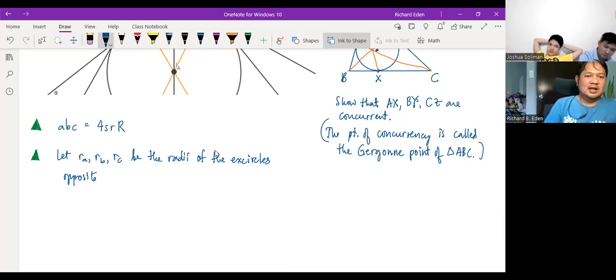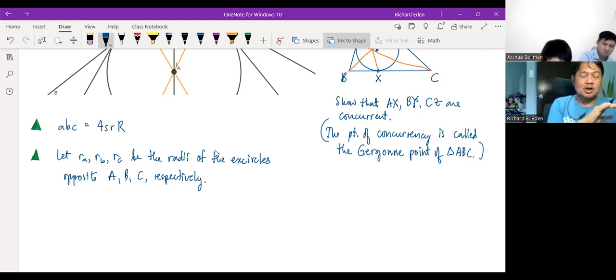Okay. So let RA, RB, RC be the radii of the excircles opposite A, B, C, respectively. Now, for a triangle, we have 3 circles that we can associate with it vis-a-vis the bisectors. So we're not including the circumcircle, so just the in-circle and the excircles. There are now going to be 4 radii, the in-radius and the 3 exradii. Show the following.